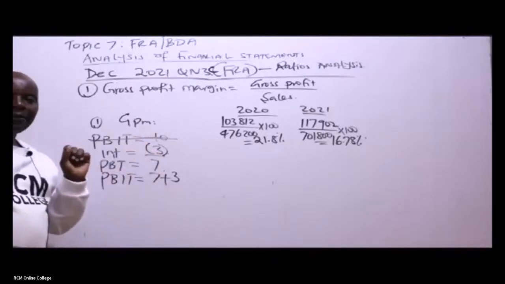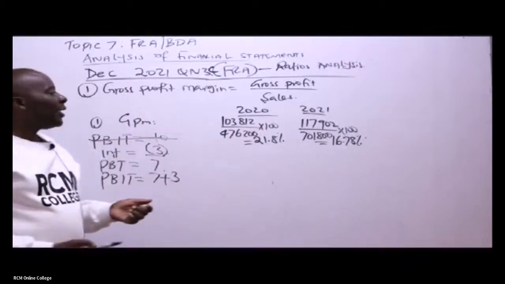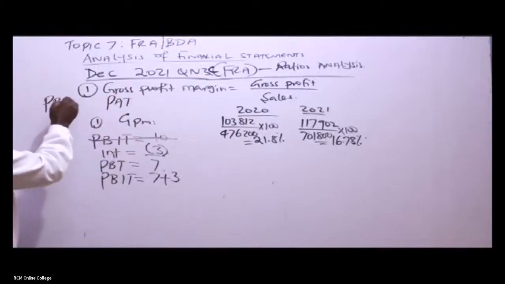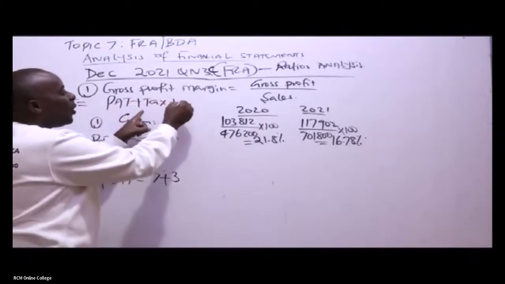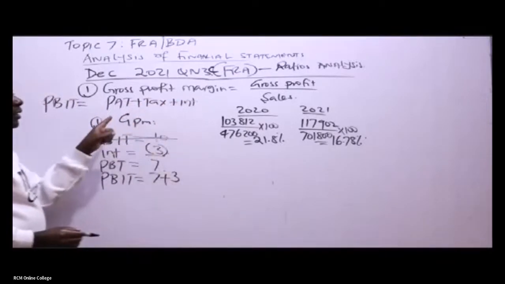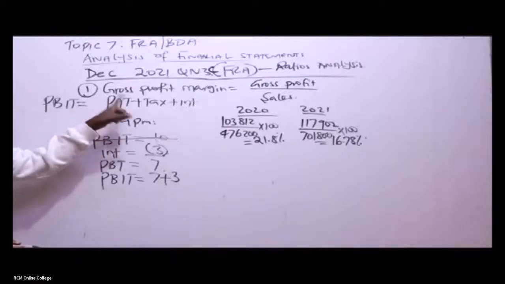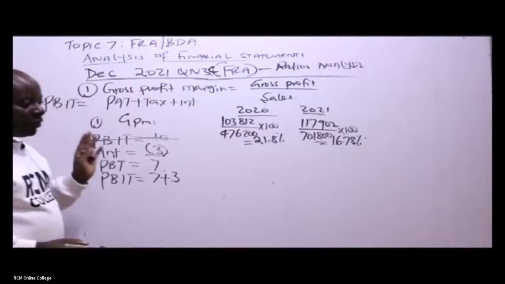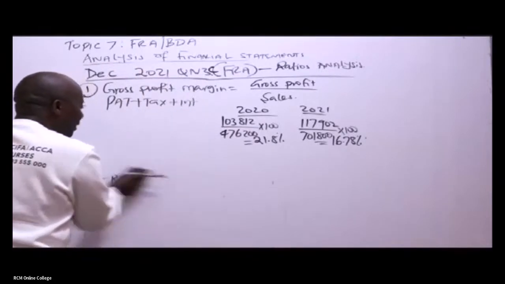10. Yeah. And at times they even give you profit after tax. If they give you profit after tax and you want to get PBIT, you will add back tax, and then you add back interest. Because you see, this is profit before interest and tax. So you'll add back tax and add back interest to get this PBIT. It's a very, very easy concept, really.